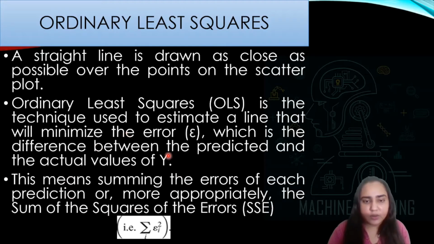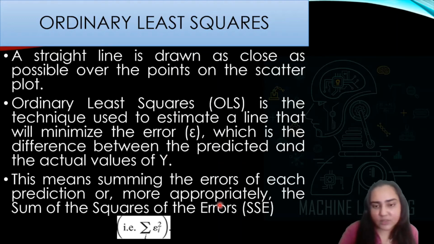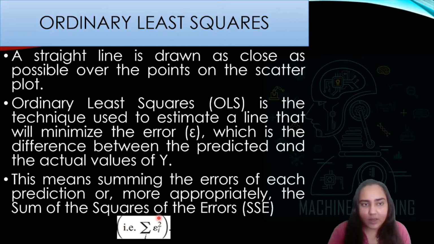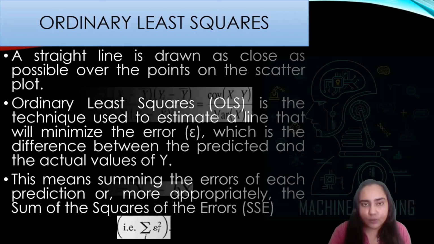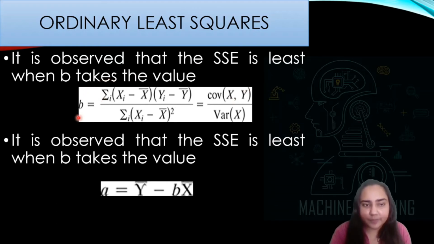And to apply this OLS technique, you have to first take a sum of all the errors. More appropriately, it is known as the SSE, which is the sum of the squares of the errors, which is like this. And that is used in order to minimize these errors. So it is observed that SSE is the least when you calculate b using this.